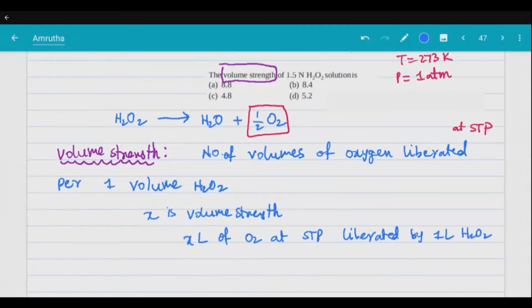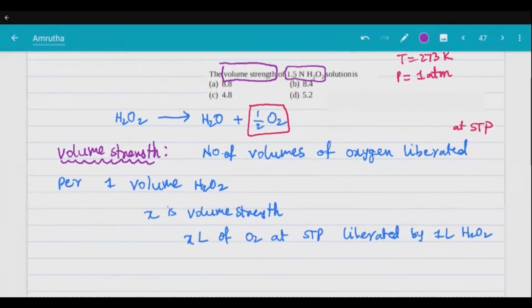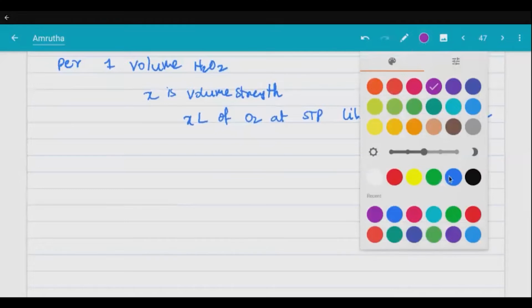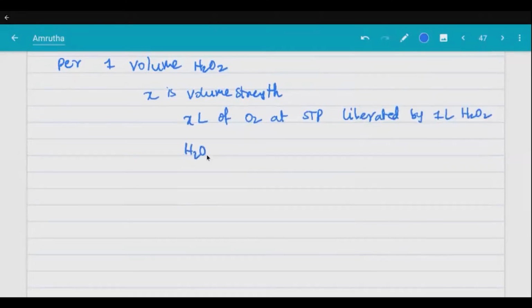Now we'll convert this volume strength into molarity or normality, because this question is talking about normality. What is the volume strength of 1.5 normal H2O2? Let us quickly calculate. H2O2 gives H2O plus half O2. We know that 1 mole gives half mole of oxygen gas.